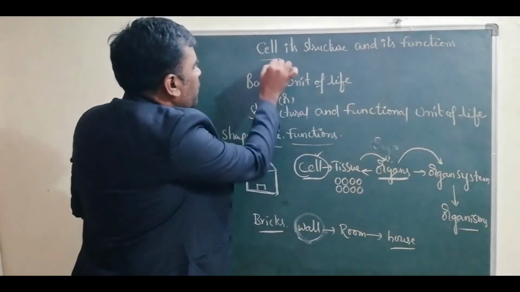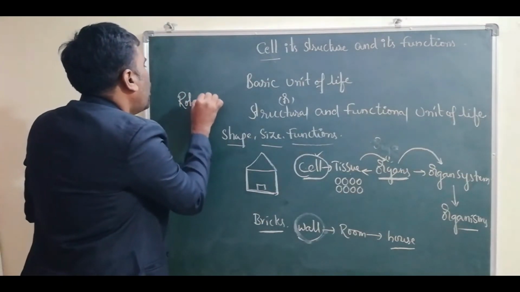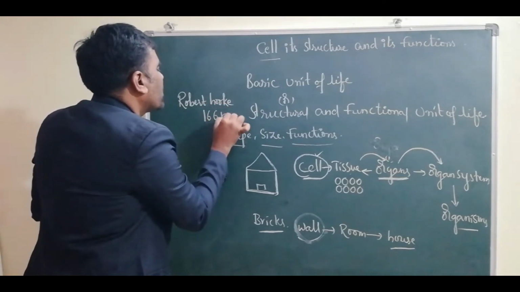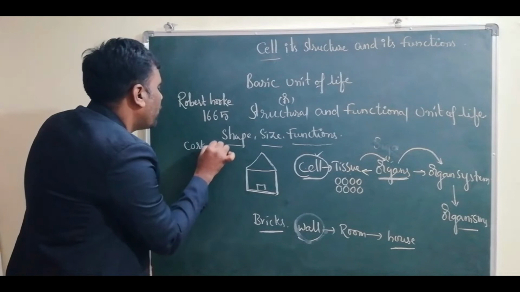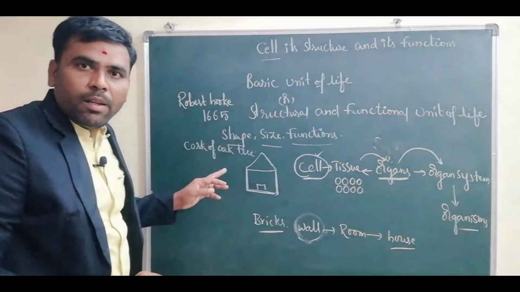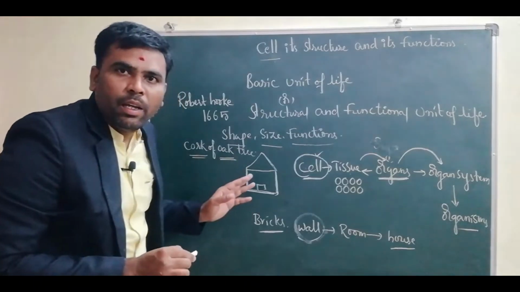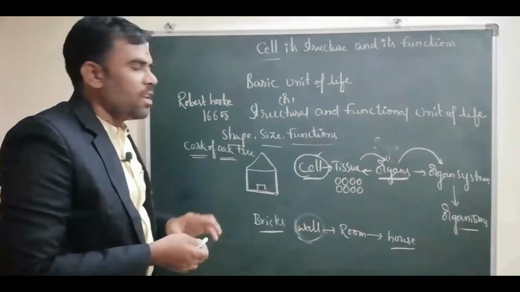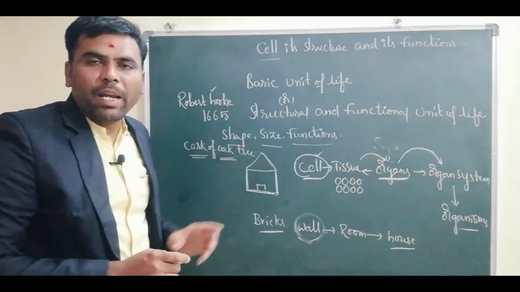But who discovered this cell? The cell was discovered by the scientist called Robert Hooke in the year 1665, just by using a cork of oak tree. He collected the cork of oak tree and observed it using a magnifying lens which was prepared by himself. He was the first person to observe the cell under the magnifying lens.